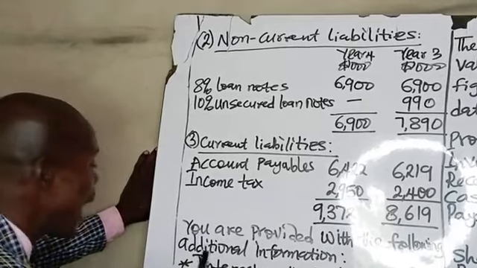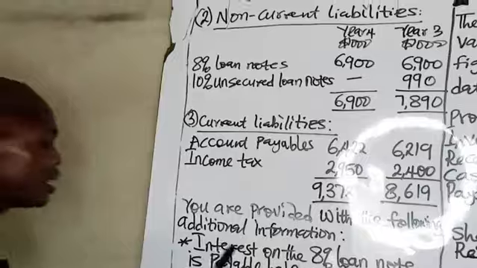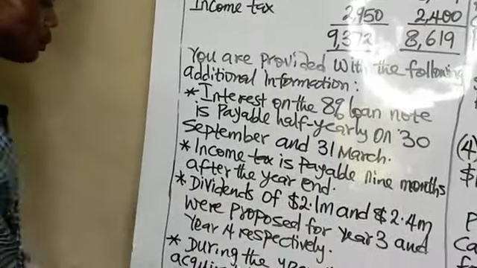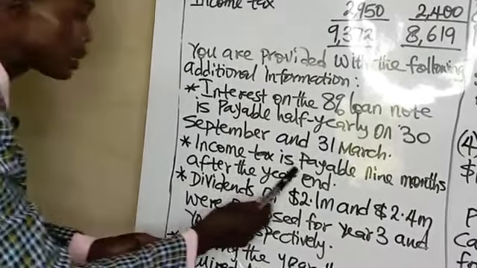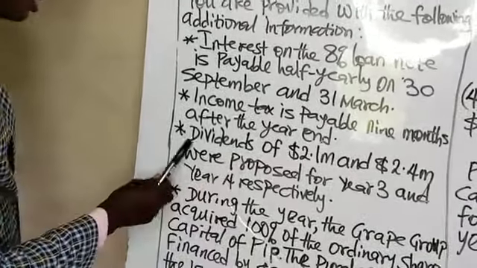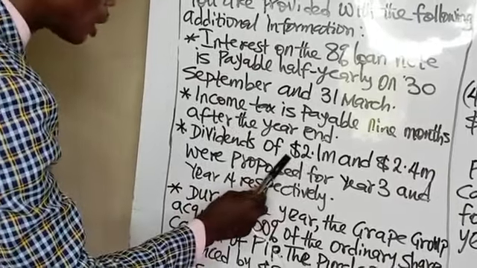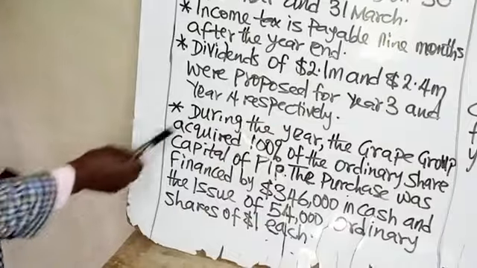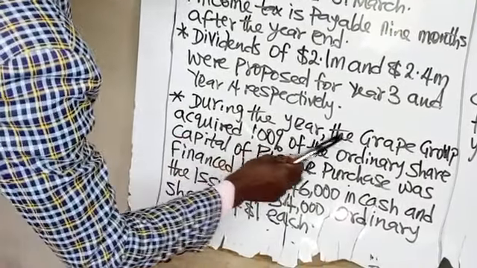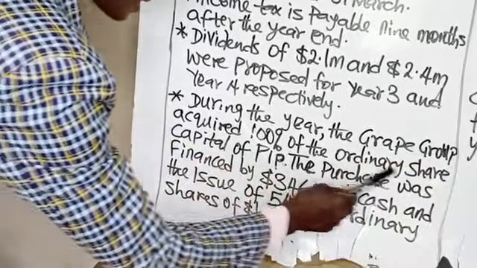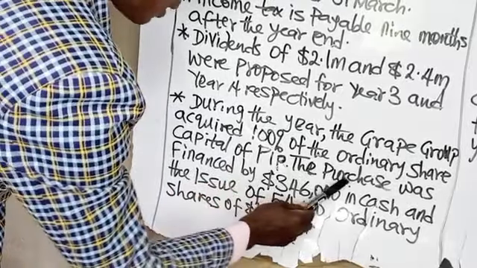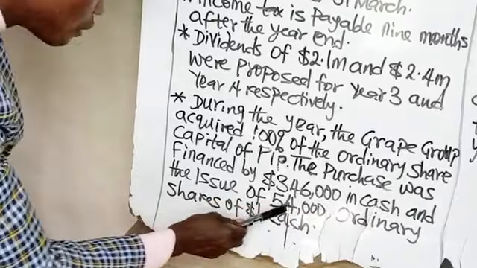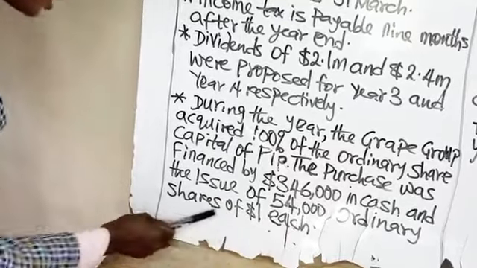You are provided with the following additional information. The first asterisk, interest on the 8% loan notes is payable half yearly on 30th of September and 31st of March. Note the second asterisk, income tax is payable 9 months after the year end. The third asterisk, dividends of $2.1 million and $2.4 million were proposed for the year 3 and year 4 respectively. The fourth asterisk, during the year, the Grape Group acquired 100% of the ordinary share capital of PIPE. The purchase was financed by $346,000 in cash and the issue of 54,000 ordinary shares of $1 each.